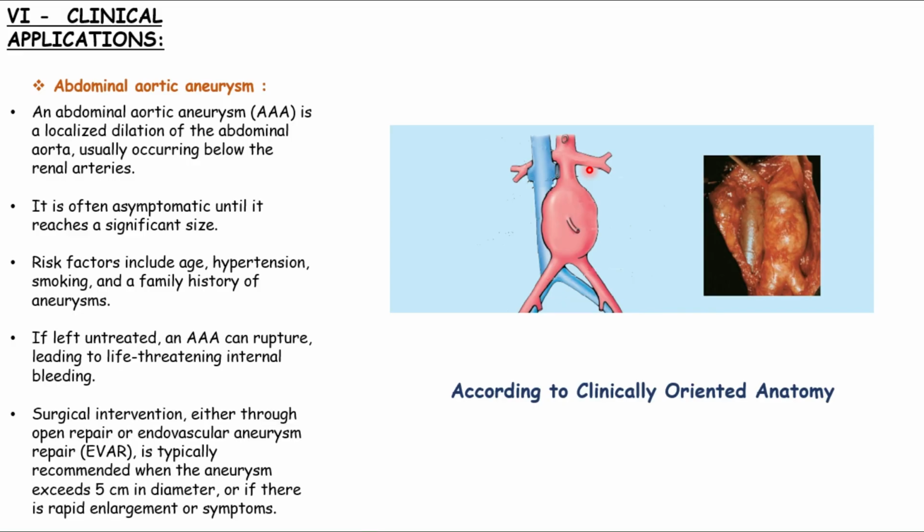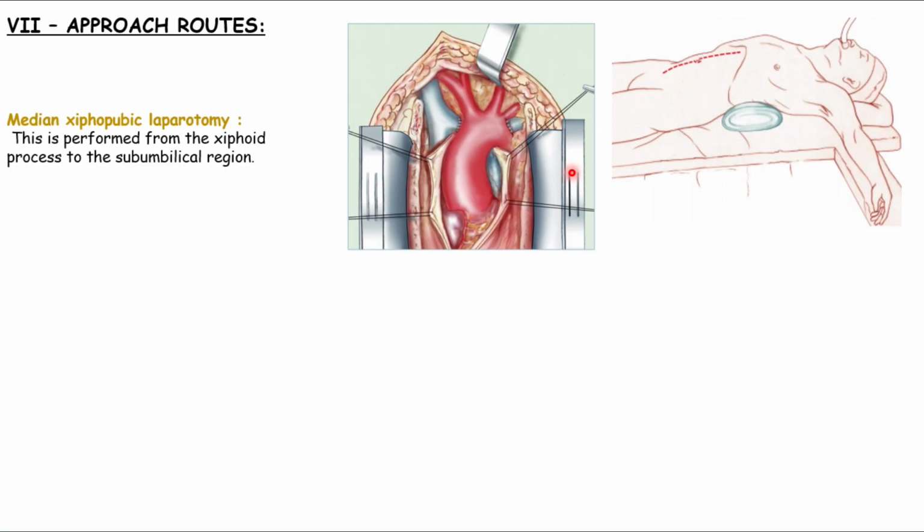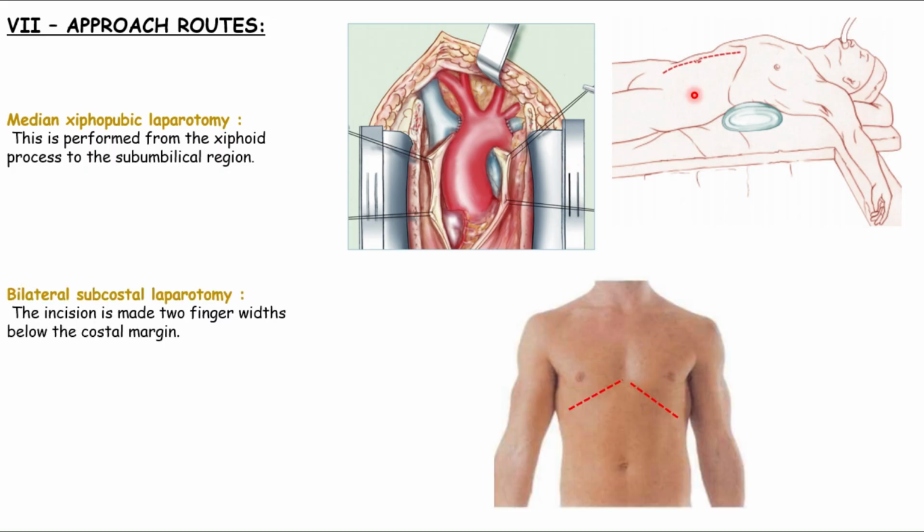Surgical intervention, either through open repair or endovascular aneurysm repair, EVAR, is typically recommended when the aneurysm exceeds 5 cm in diameter, or if there is rapid enlargement or symptoms. The approach routes to the abdominal aorta are 2. Median xiphopubic laparotomy, performed from the xiphoid process to the subumbilical region. And bilateral subcostal laparotomy, where the incision is made 2 finger widths below the costal margin.